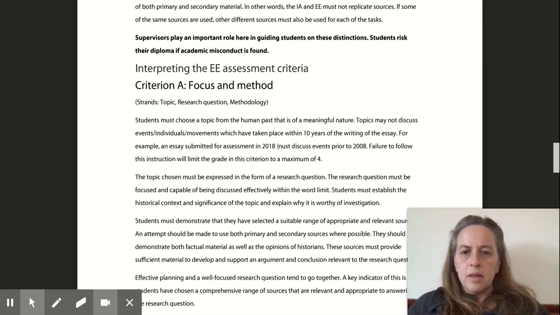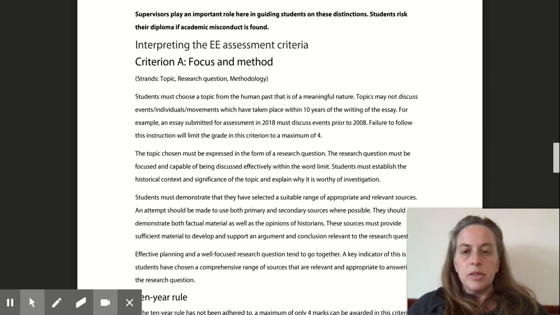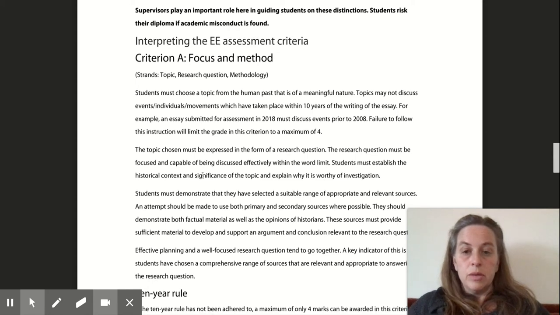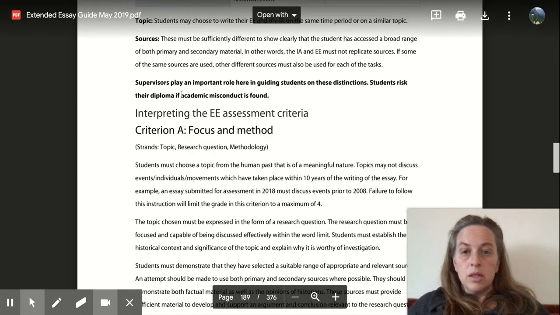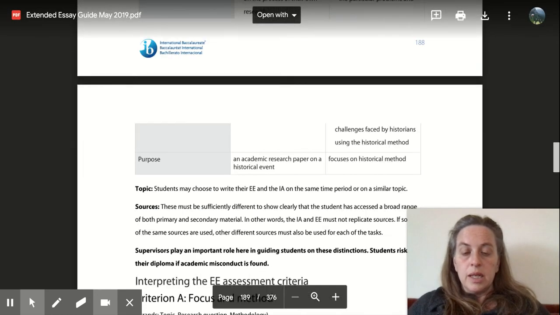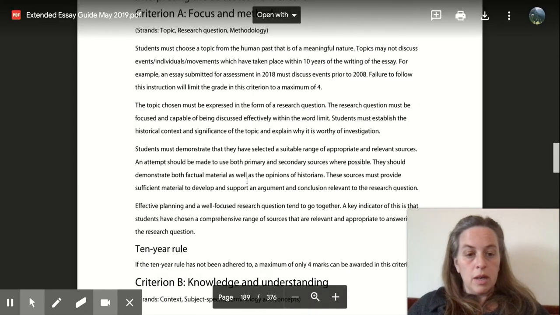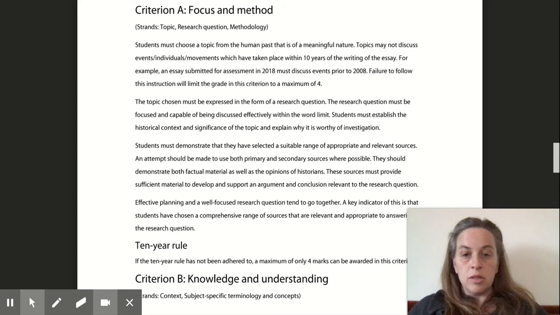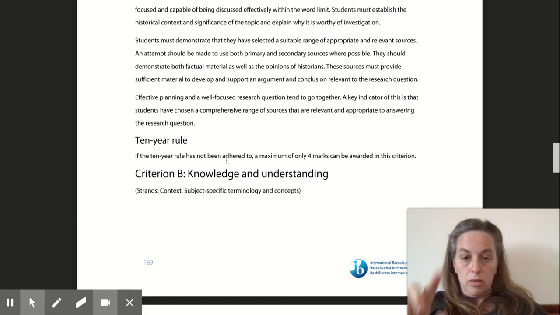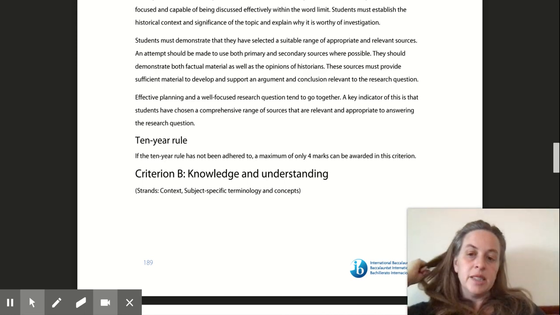For one, your focus and method for criterion A have to do with the meaningfulness of your topic that you've selected. It has to do with the quality of your research question, and it has to do with the suitable selection of a topic, particularly based on that 10-year rule. So you should take a look at this page. You're starting on page 189 here in the EE guide. And I know that it looks like a mouthful, but it's only a few pages, so it's worth going in, even if you've already written your rough draft, to see if there's anything you can tweak to meet some of these criteria.